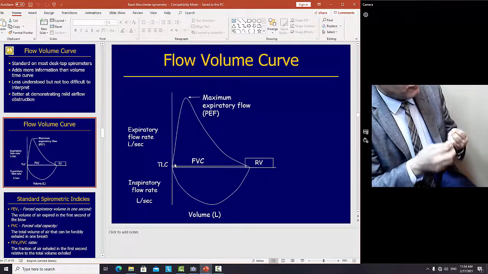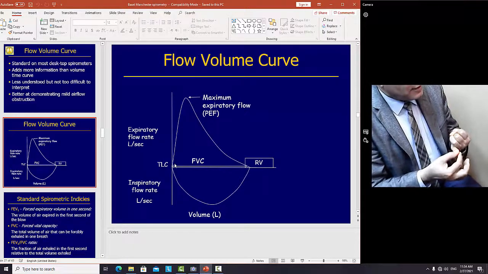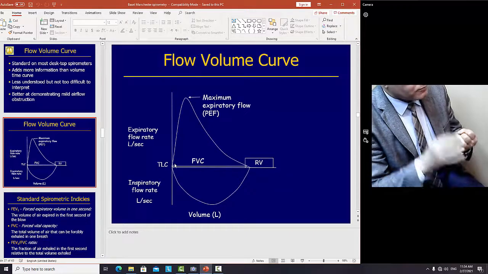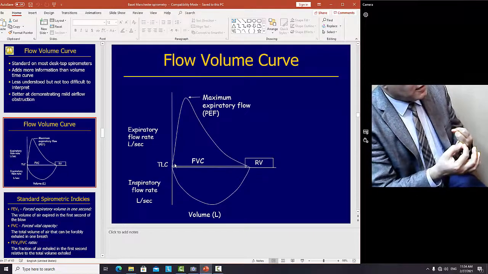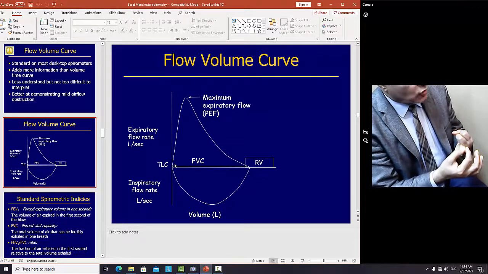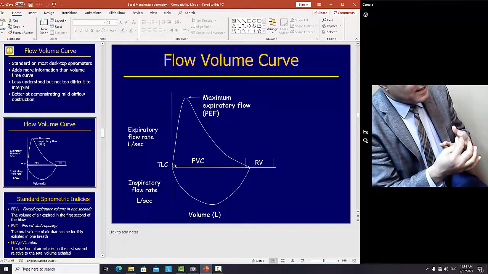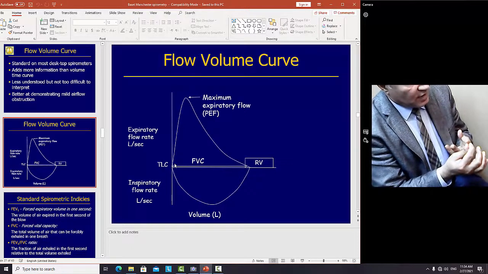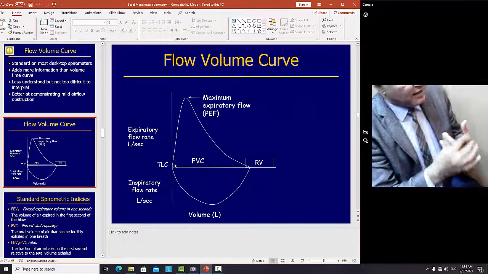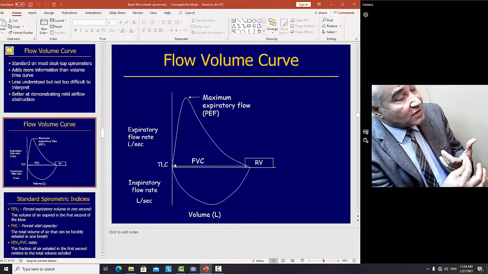Tidal volume is what? 600 ml. Expiratory reserve is what? 1200 ml. Inspiratory reserve is 3000 ml. Vital capacity is what? It is 4800 ml.